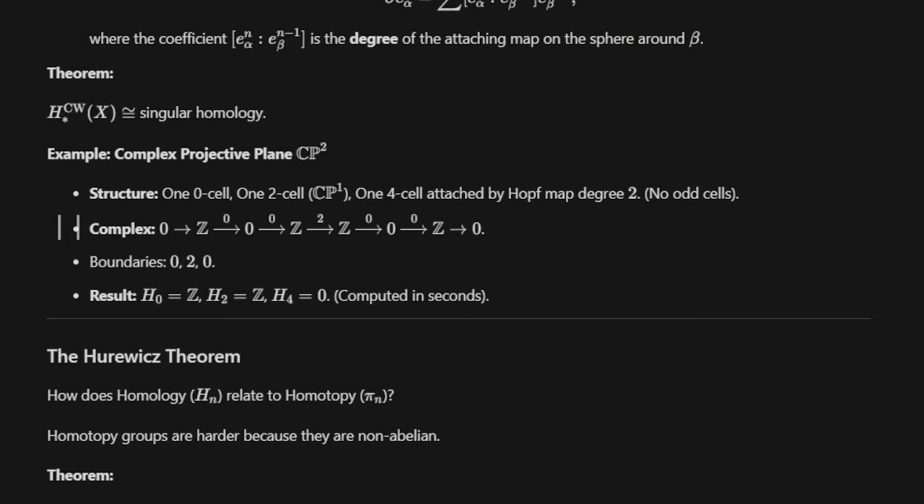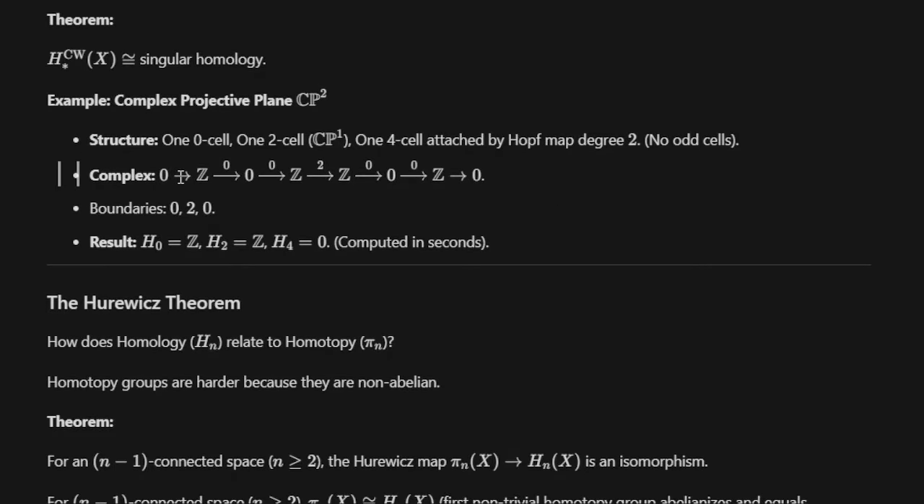So for the complex projective plane, let's say CP2, the structure is a 0-cell, then a 2-cell, and then a 4-cell attached by something called a Hopf map, with no odd cells. The chain complex goes from 0, the integers, and alternates, with boundaries going back to the integers and back to 0. And again, our boundaries were 0, 2, and 0. Singular homology is a nightmare for the complex projective plane, remember, but the CW homology is 3 lines of algebra.